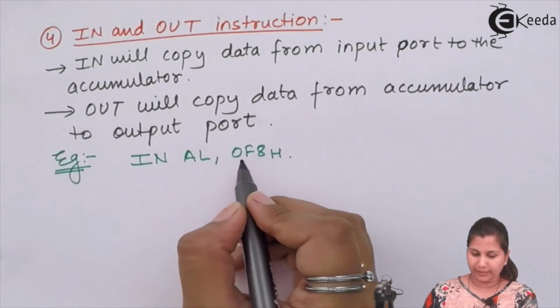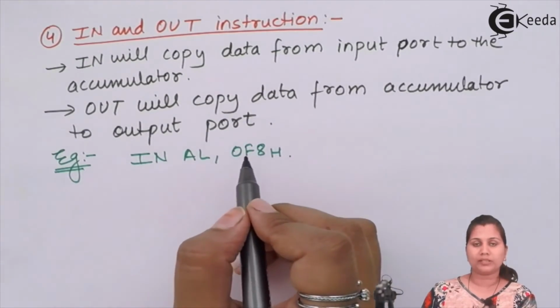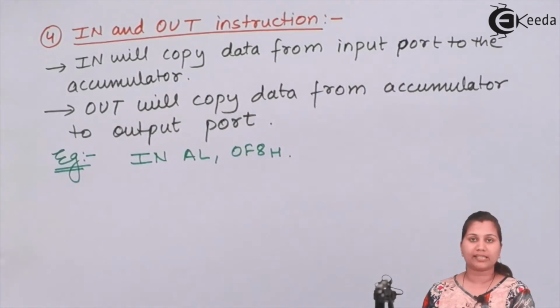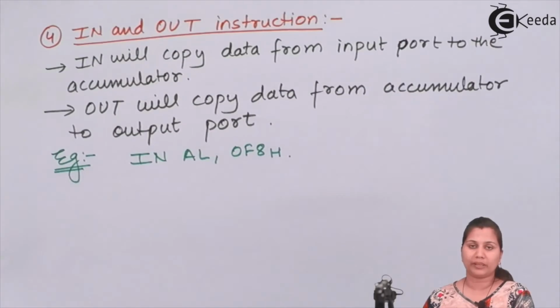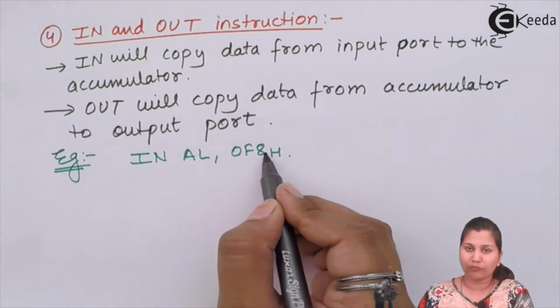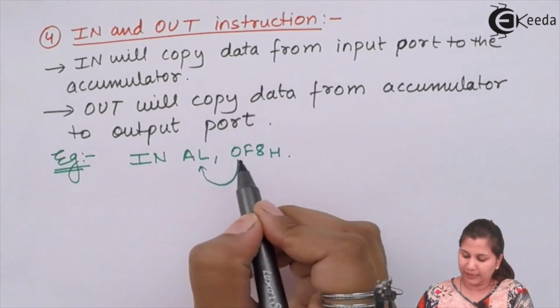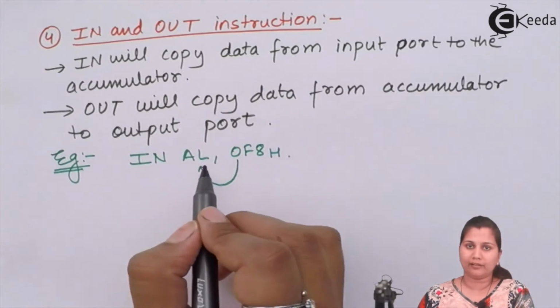The next instructions we have are the IN and OUT instructions. These instructions are used to transfer data from the input and the output ports. So here this data is copied from the port address 0F8, because there are 256 input output ports in case of 8086. So their addresses will be from 00 to FF. Here we have the address of one of the ports, that is 0F8, and the data which is there at this port will be copied into the AL register.